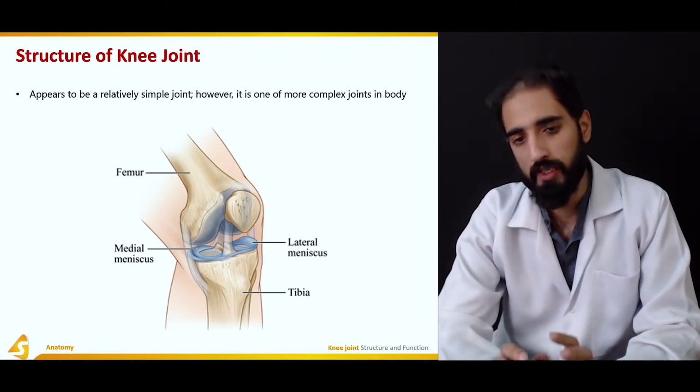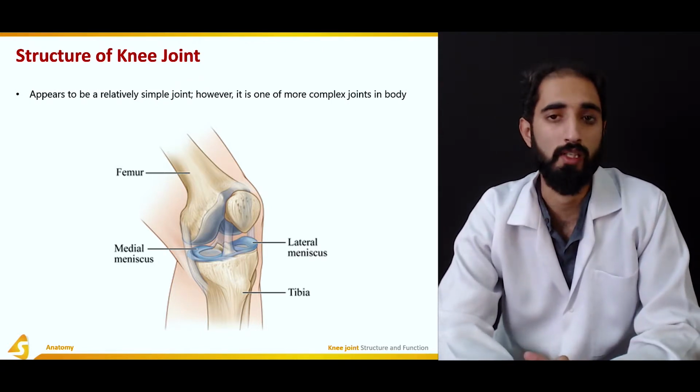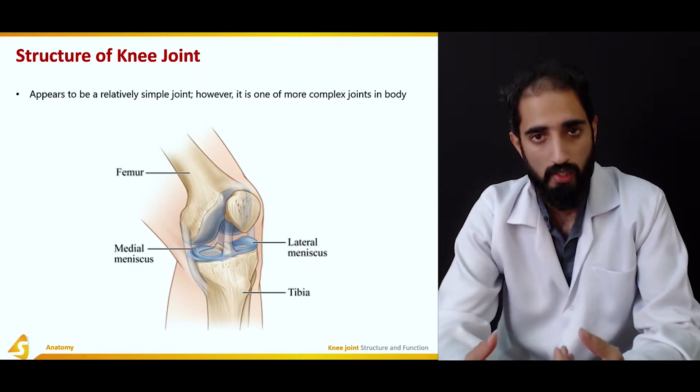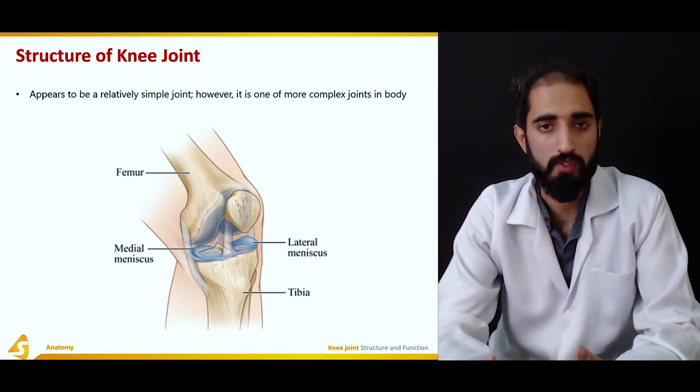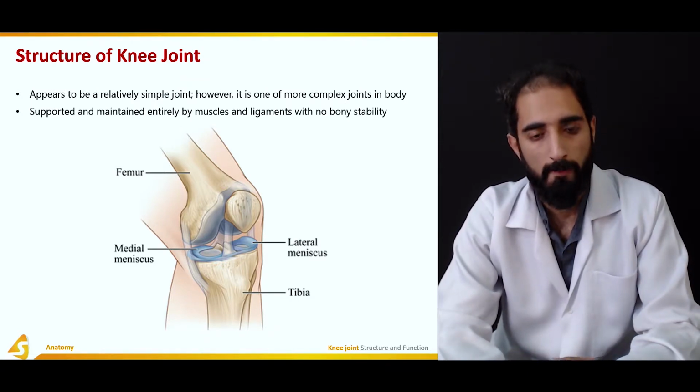So the knee joint, and specifically when we talk about the tibiofemoral joint, it seems to be a relatively simple joint, but believe me or not, it is one of the most complex joints in the body based on the way it is formed and its structure. And it is also one of the largest joints of the body.